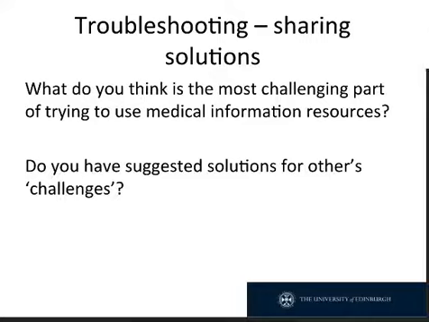Eureka has pointed out finding the correct words is a challenge. So does anybody have a suggested solution for Eureka's challenge there? Oh, and TS has picked up that translation can be a problem if the papers are written in languages that you don't have. So if anybody has any tips for TS on translation, that would also be great.